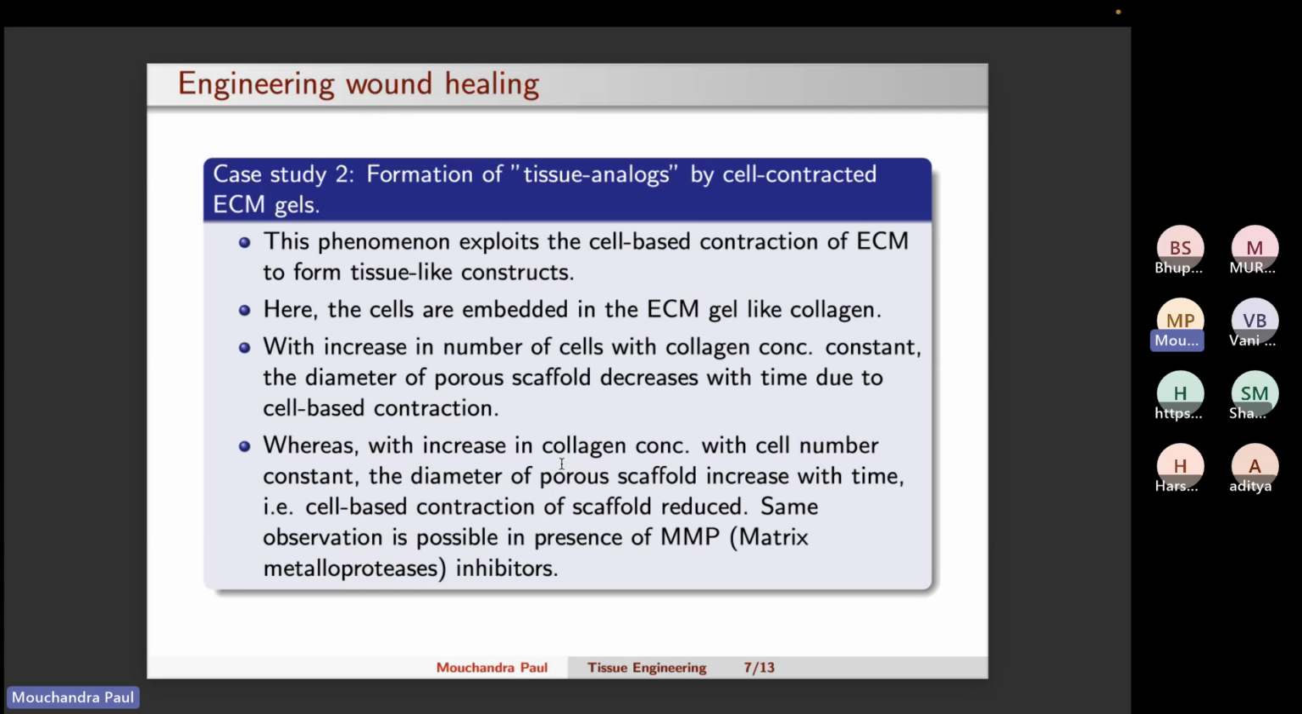In another work, another case study, you can say, they have tried to use cell based contraction. Means when the cells migrate, they also contract. We will actually see how the cells migrate, what all steps are involved for the cells to migrate from, say, point A to point B. But one very important step is contraction.